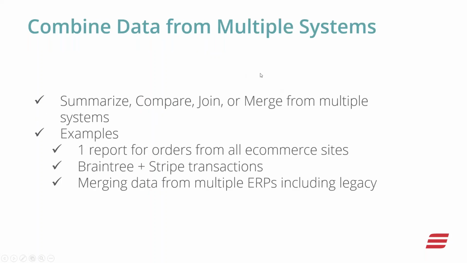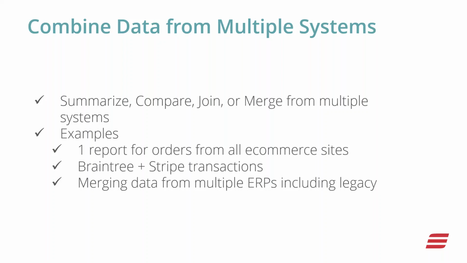So, combining data from multiple systems. What this allows us to do, no matter where the origin is, whether it's a web service or a SQL table or one of the other connectors that we have, is summarize that data. We can compare it to data in another list. We can join it with other types of data. It doesn't even have to be a SQL list, or we can merge it with other systems. So what do I mean by this? Let me give you a couple examples.